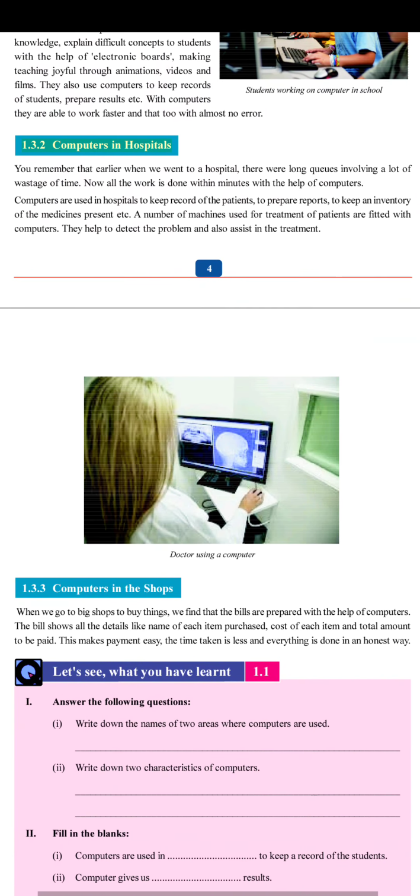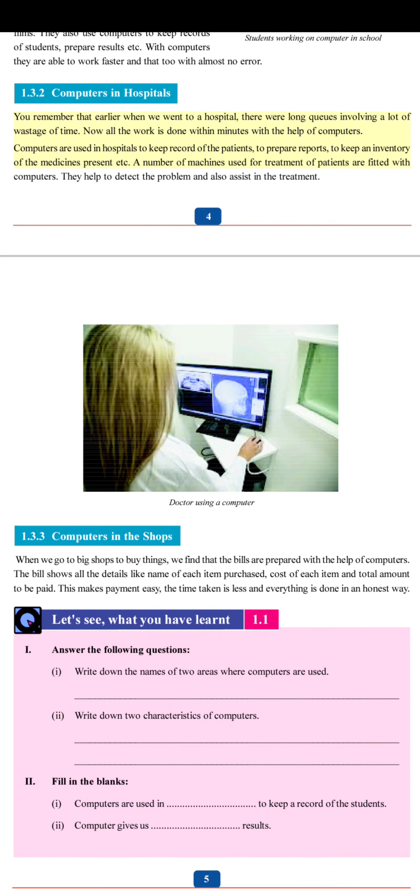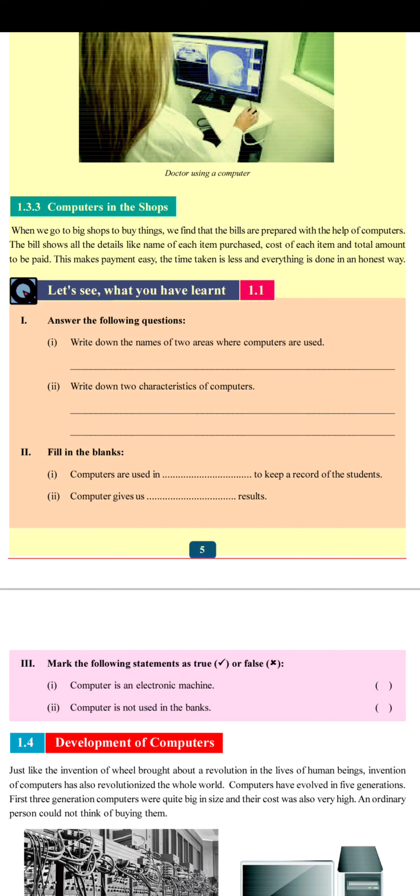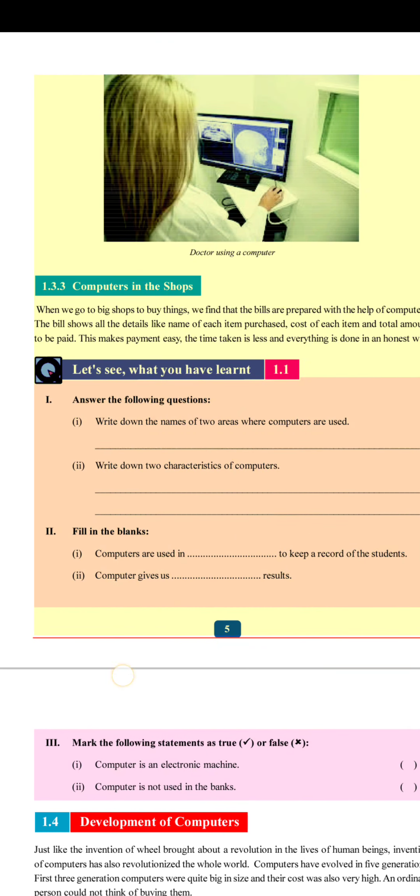1.3.2 Computers in hospitals. You remember that earlier when we went to a hospital, there were long queues involving a lot of wastage of time. Now all the work is done within minutes with the help of computers. Computers are used in hospitals to keep record of the patients, to prepare reports, to keep an inventory of the medicines present etc. A number of machines used for treatment of patients are fitted with computers. They help to detect the problem and also assist in the treatment.